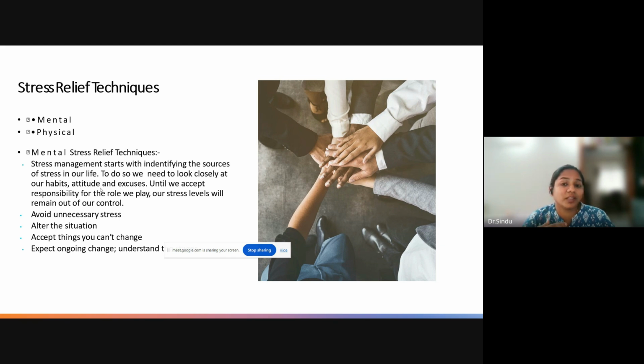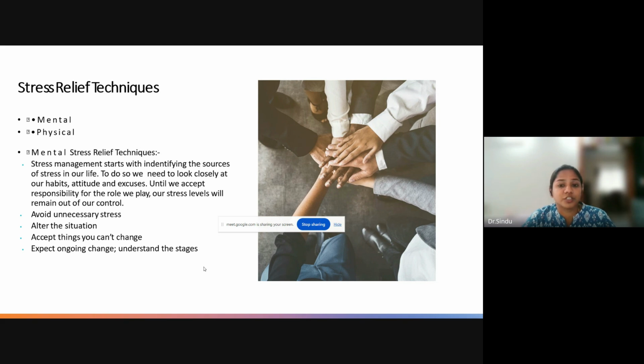So what do we have to do in mental stress relief techniques? First, avoid overthinking. Second, alter the situation. There are many possibilities to overcome whatever the problem may be. So first alter the situation, and accept the things when you can't change them. The last one is accept ongoing change. Understand the situation first. When you understand the situation, you can understand the stages too, and you can change the direction too. So these are all mental stress relief techniques.